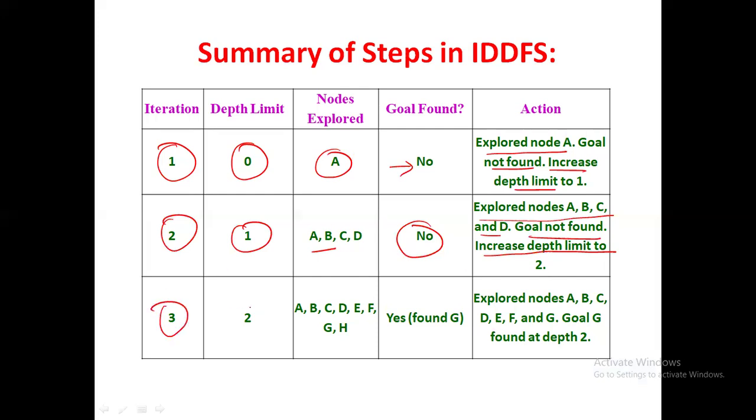In the third iteration, the depth limit is 2 and the nodes explored are A, B, C, D, E, F, G, H. Have we found the goal node? Yes, we found it. The explored nodes are A, B, C, D, E, F, and G. The goal G is found at depth 2.